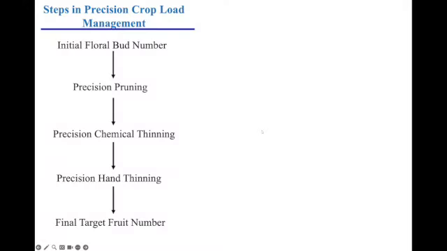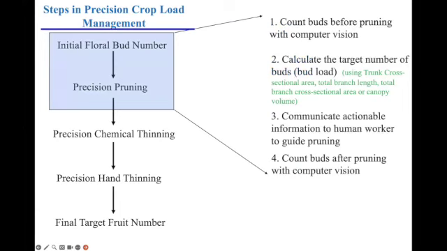You know how many floral buds you start with before you prune, and you have to end up knowing how many fruits you end up with, and you have to know what the target is. So let me break it down a little more with what are the specific things we need in each one of these specific parts. Let me start first with precision pruning.